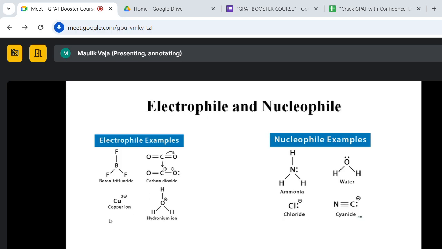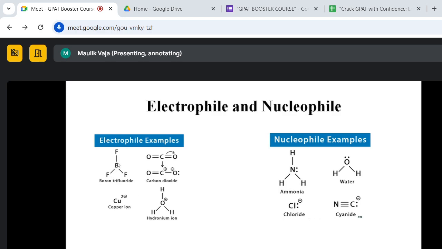So positively charged ions, positively charged cations, like H3O plus and Cu plus 2, can be electrophiles. They can love electrons because they carry a positive charge. They need electrons to become neutral. No compound likes to be present in cationic or anionic form; every compound likes to be in neutral form. So these cations react with electrons and are attracted towards electrons. That's why they are called electrophiles.